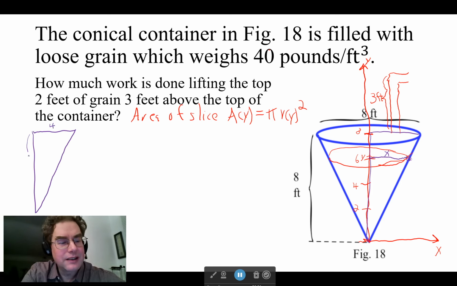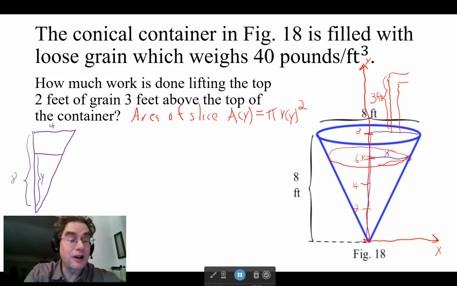We know that the height of this entire triangle is going to be 8. But then we also have our cross section here, and we know that that smaller triangle is going to have height y. Again, a definite plus of setting it up this way. And then the other side length of this smaller triangle is going to be x. That's the radius that we want.